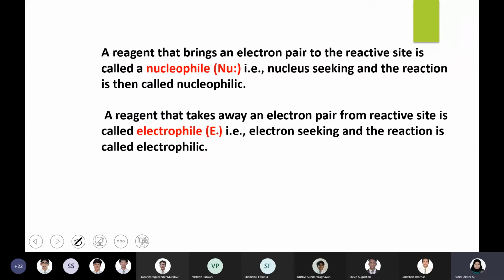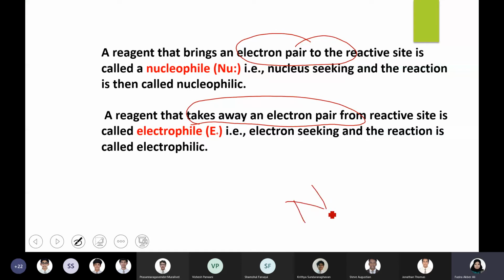And if you want to classify them, a nucleophile is a reagent that brings an electron pair to the reactive site. Similarly, an electrophile takes away an electron pair from the reactive site. Or more clearly, you can say nucleophile. Sometimes they write it in this way, or sometimes nucleophile with two dots. What does that indicate?